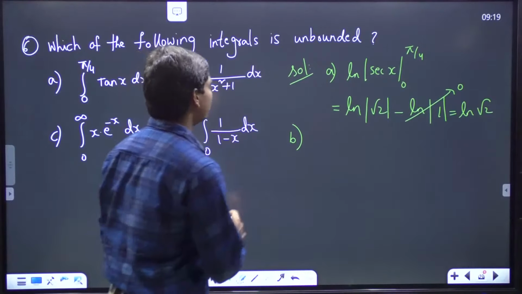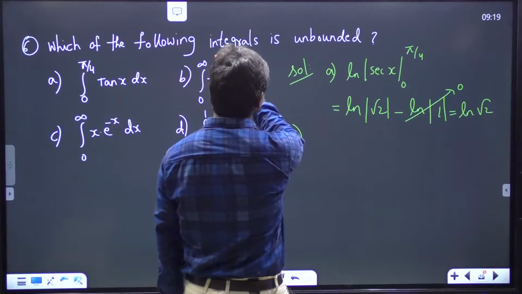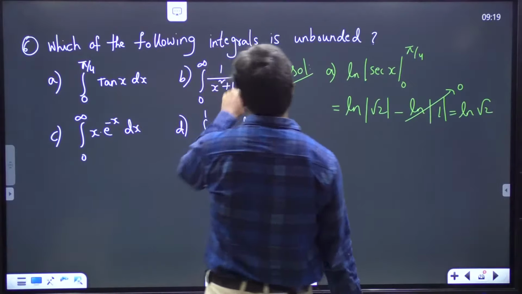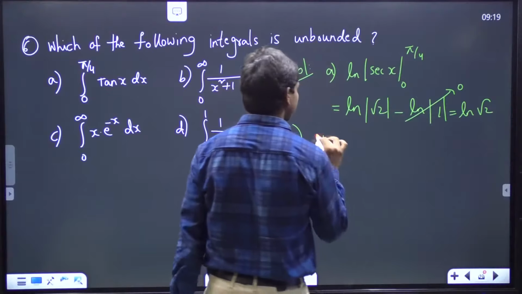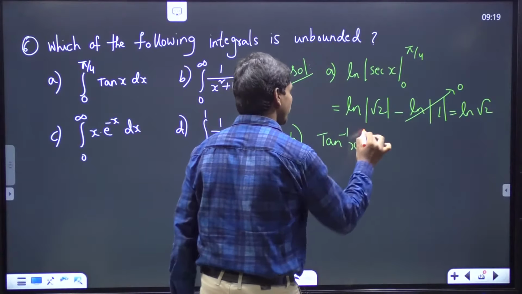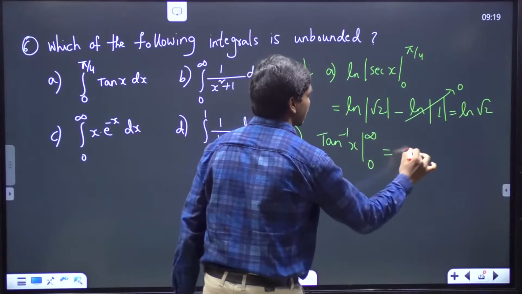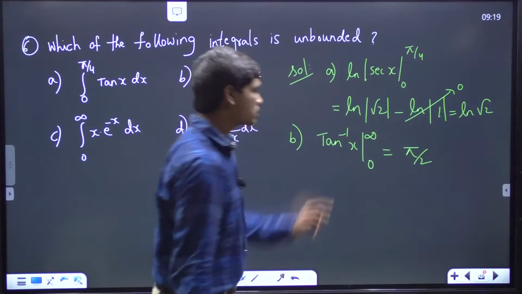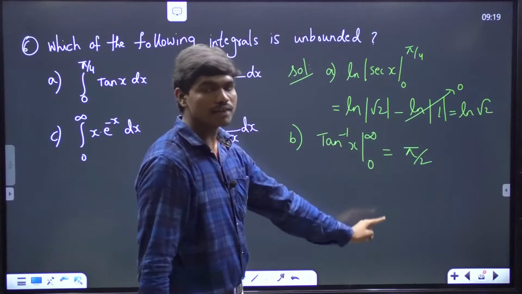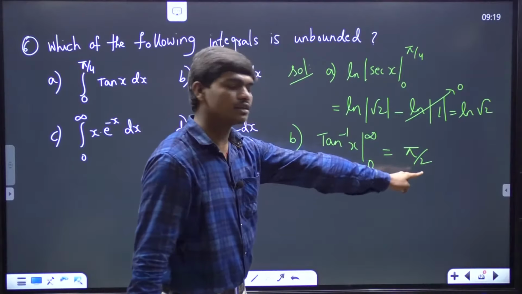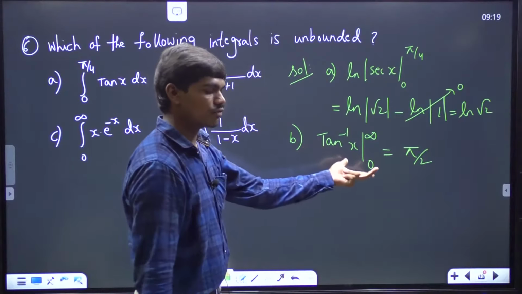Correct? Now coming to B. Integral 0 to infinity 1 by x square plus 1. If you see, integration of 1 by x square plus 1 is nothing but tan inverse x within the limits 0 to infinity. Answer is pi by 2. Correct? Because tan inverse of infinity is pi by 2 minus tan inverse of 0 is 0. So pi by 2 minus 0 is pi by 2. You know, this is a finite value.